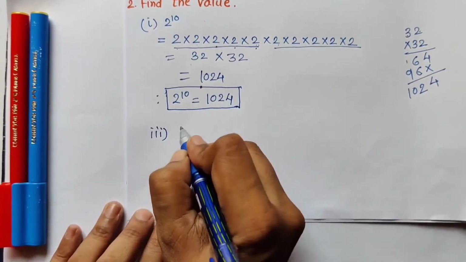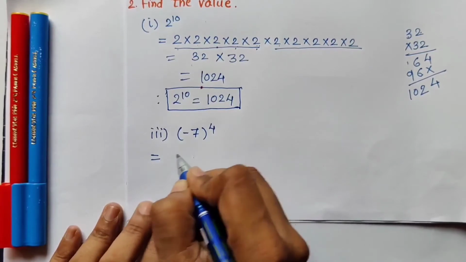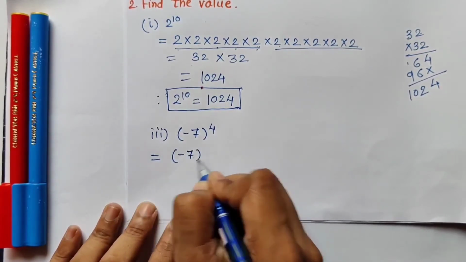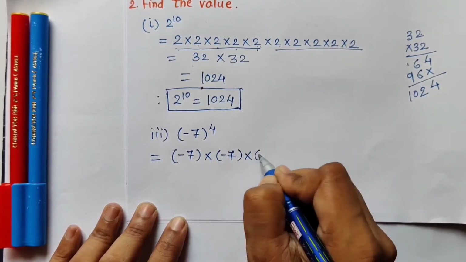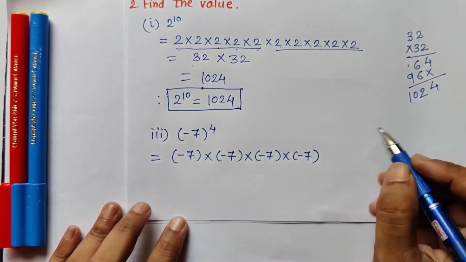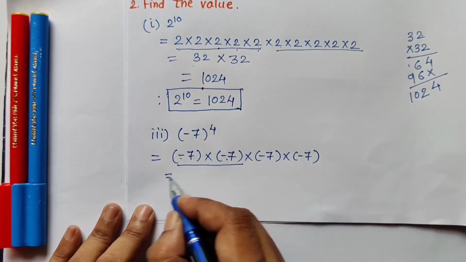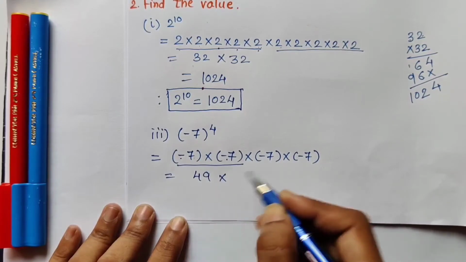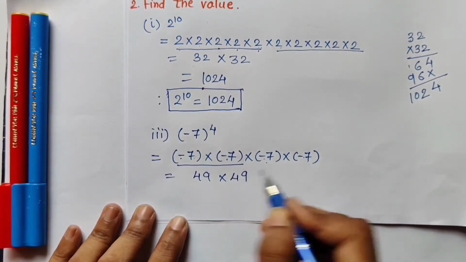Third is minus 7 raised to 4. So first write it in the multiplication form. Minus 7 into minus 7 into minus 7 into minus 7, 4 times. So 7 into 7, minus minus becomes plus. 7 7s are 49. Multiply by 7 into 7 again, minus minus becomes plus 49.